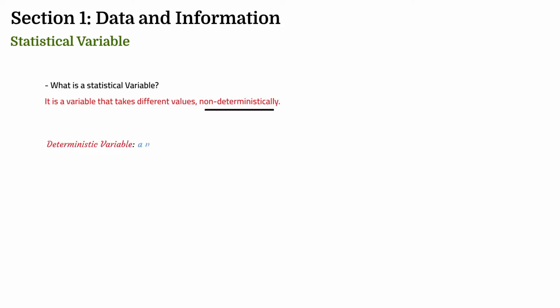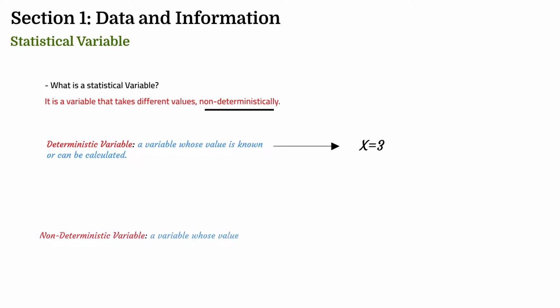What is a deterministic variable? It's a variable whose value is known and can be calculated. For example, x equal to 3 is known or we calculated that. Non-deterministic variable is a variable whose value is not known or cannot be calculated. It can only be observed.